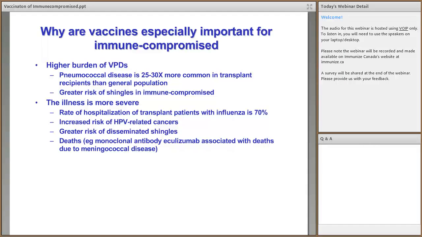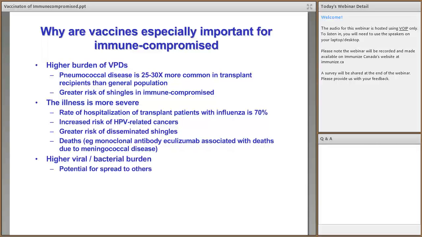The illness is more severe for vaccine-preventable diseases. For example, for influenza, rates of hospitalization are much higher. Up to 70% of transplant patients who develop influenza might be hospitalized. There's an increased risk of HPV-related cancers. And if you contract shingles, there is a greater risk of disseminated shingles. Some deaths have occurred due to vaccine-preventable diseases.